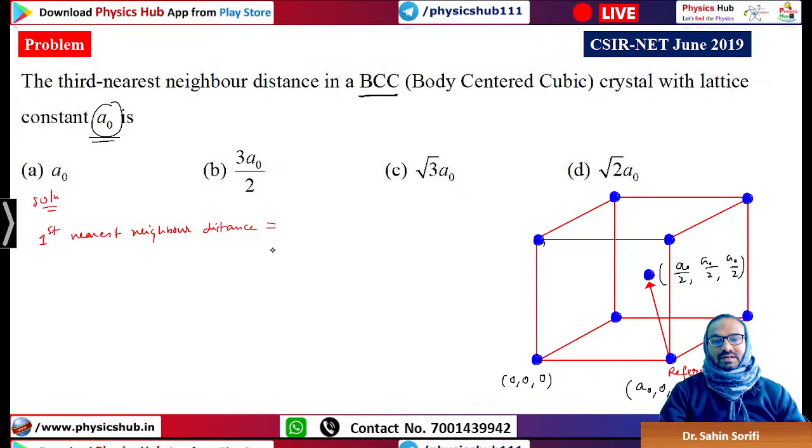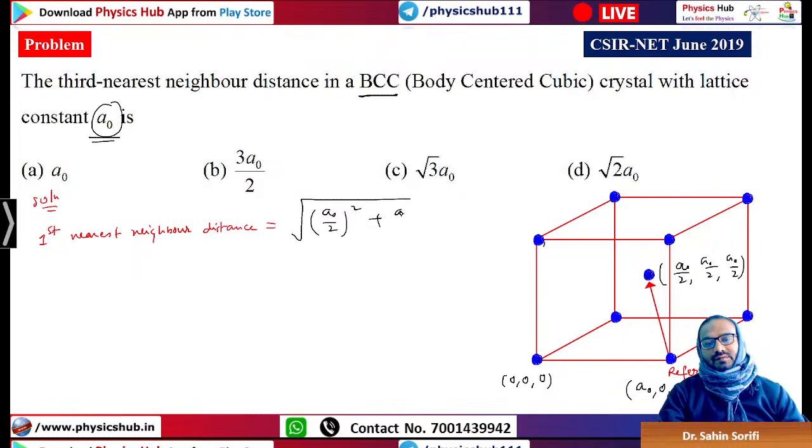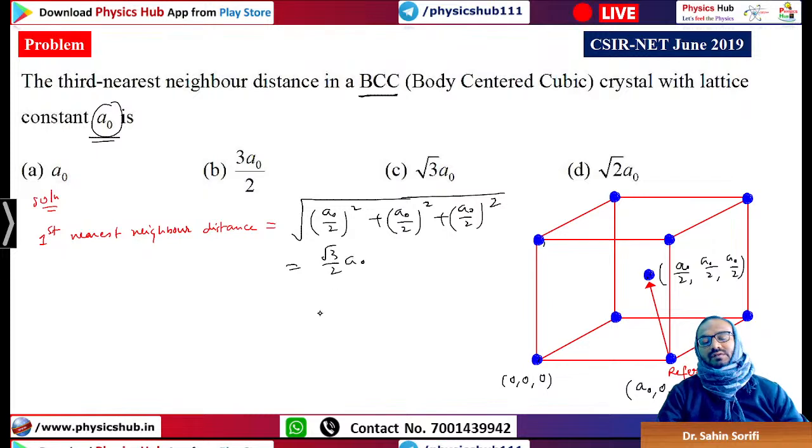And as a result, the first nearest neighbor distance will be the root of a naught by 2 square plus a naught by 2 square plus a naught by 2 square. So this is equal to root 3 by 2 a naught. This is one way of doing it. Another way you can do it: a naught square plus a naught square equals root 2 a naught, then again root 3 by 2 a naught.